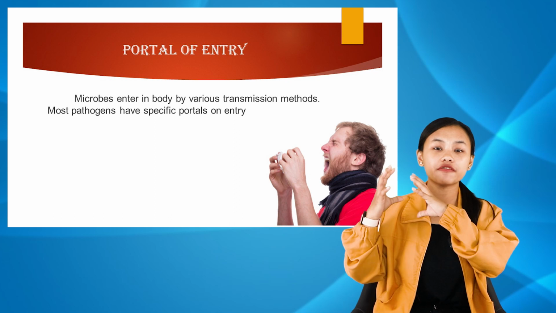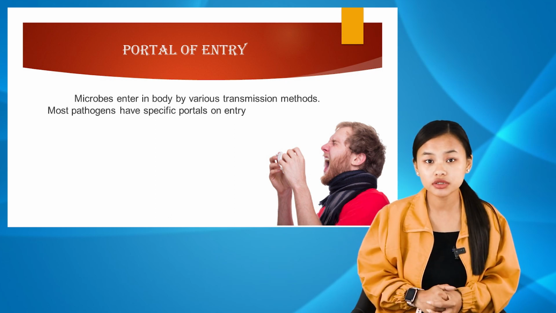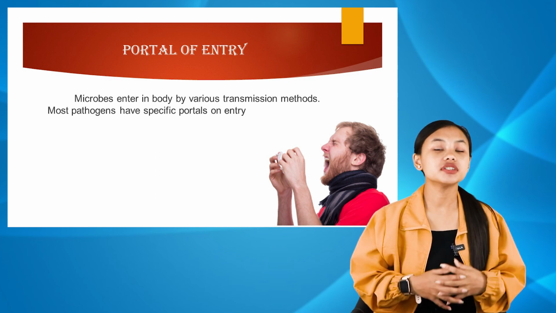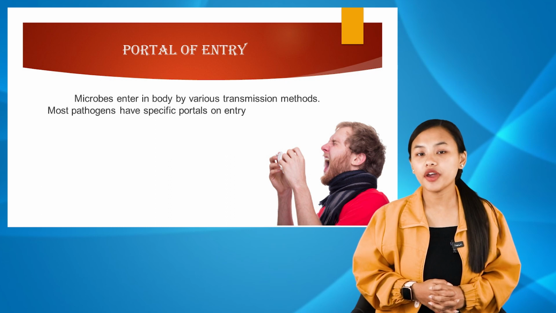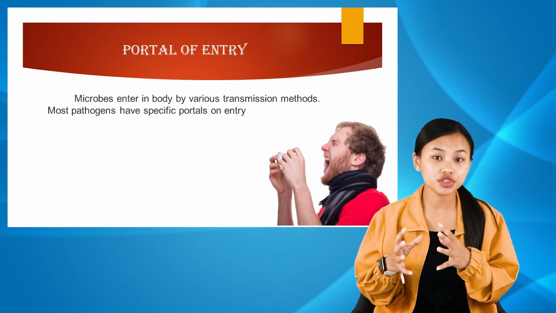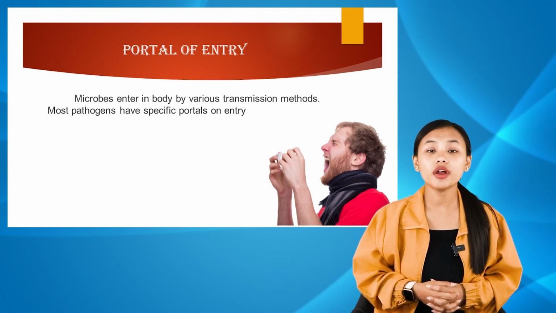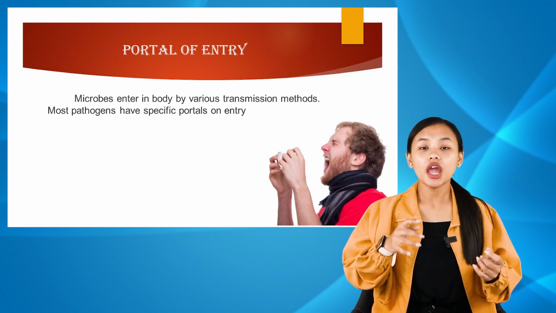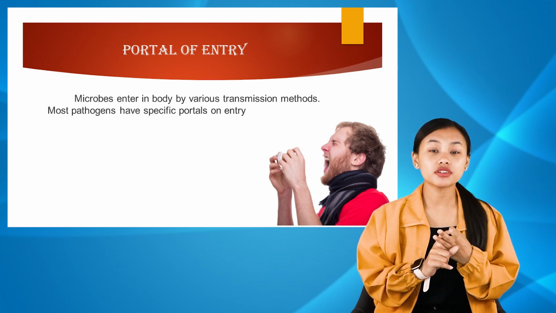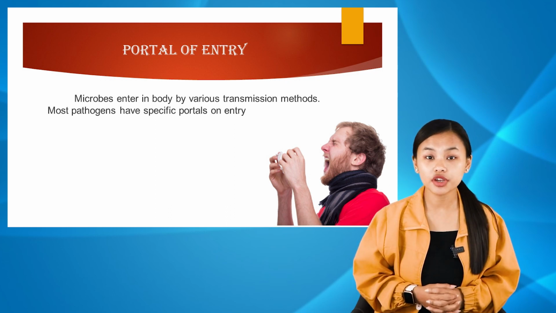So here, after the infectious agent leaves, how will it enter the susceptible host? These microorganisms can enter the body through various transmission methods. However, some pathogens have a specific portal of entry. For example, some can enter through penetrating the skin, whereas some can enter into the gastrointestinal tract, respiratory tract, genitourinary tract, as well as the placenta through the mucous membrane.